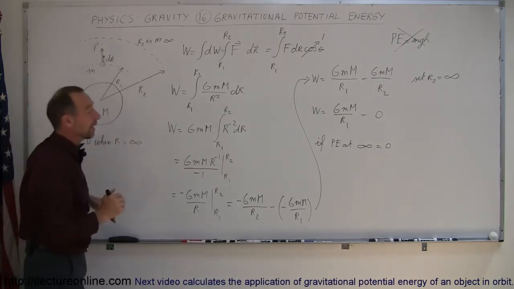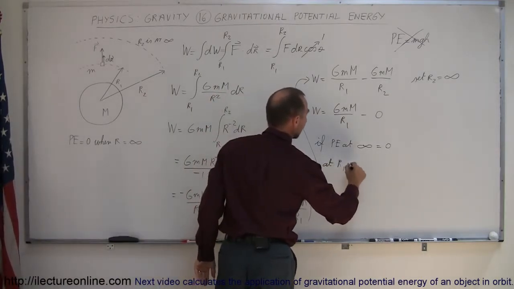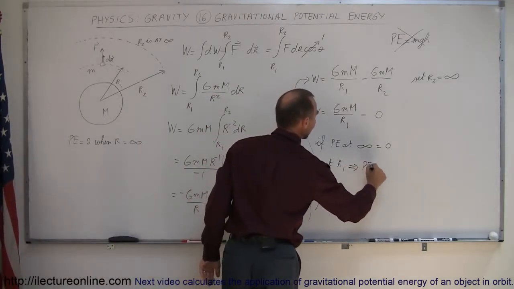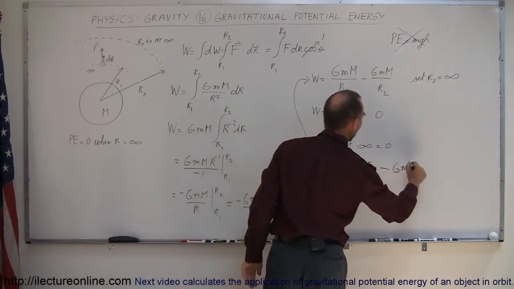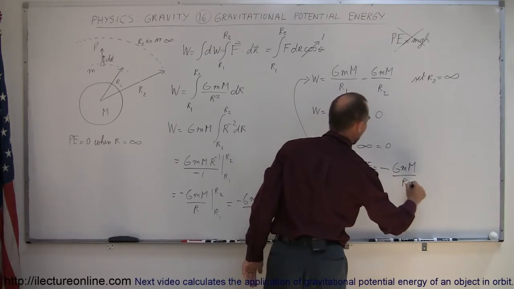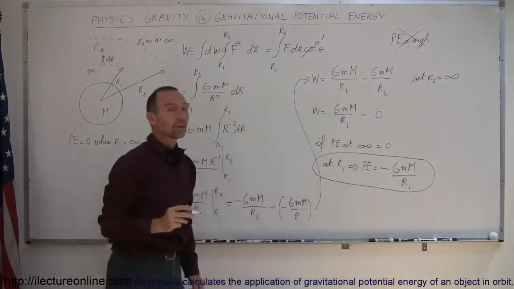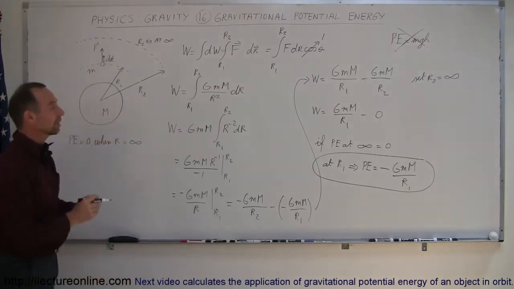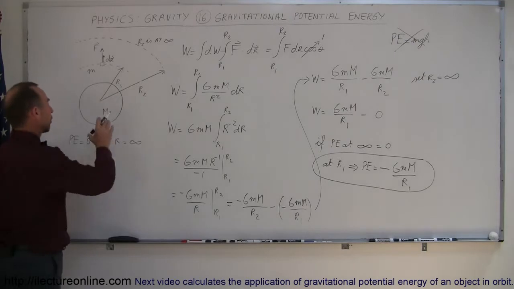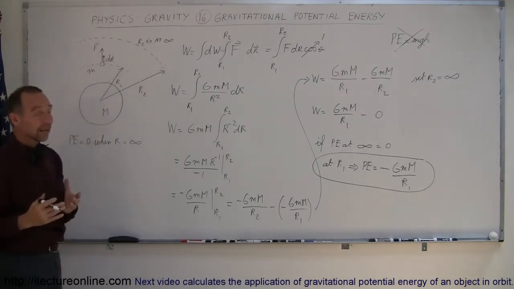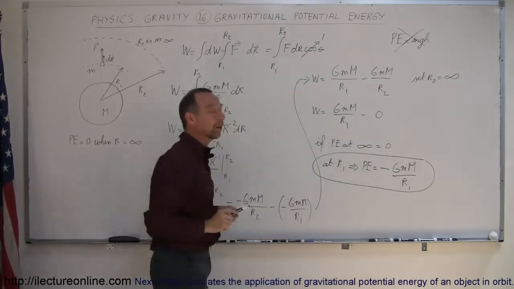So therefore, we can say that at R1, the potential energy must equal the negative of this quantity, which is minus GmM over R1. And so that is now our definition of what we call gravitational potential energy. The potential energy of any object at any point in space, relative to a planet or a star or anything else, is going to be equal to minus GmM over R1.